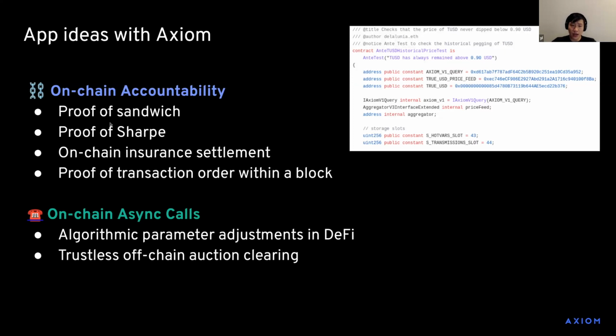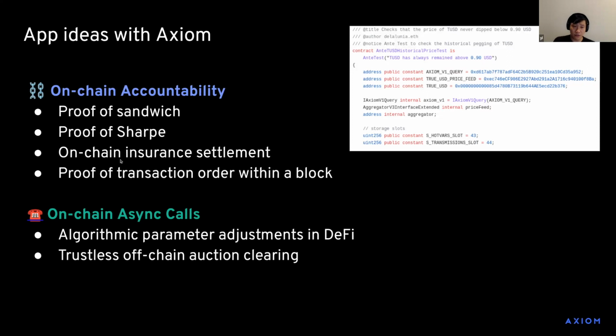proving for an on-chain asset management protocol what an asset manager's Sharpe ratio or max drawdown or other aggregate statistics of their performance are, or settling on-chain insurance using historic data.